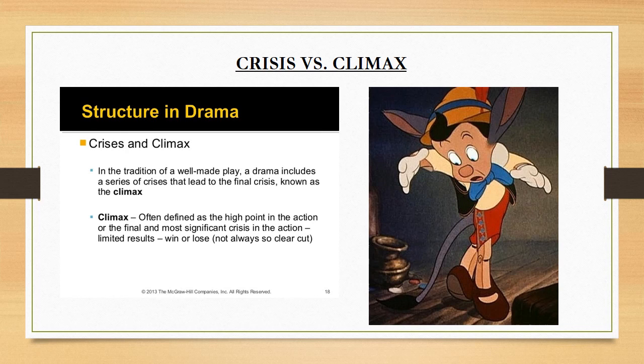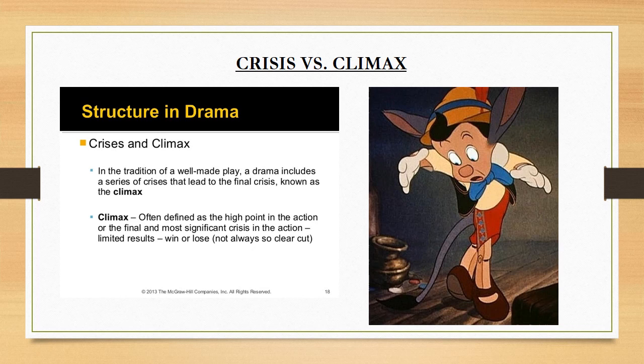I want to use this picture of Pinocchio here because I wanted to explain a little bit of the difference between crisis versus climax. Here in this explanation of the structure of drama, it says that in the tradition of a well-made play, a drama includes a series of crises that lead to the final crisis known as the climax. The climax is often defined as the high point in the action, or the final or most significant crisis in the action. And that's when sometimes a character will win or lose. No, that's not always clear-cut.